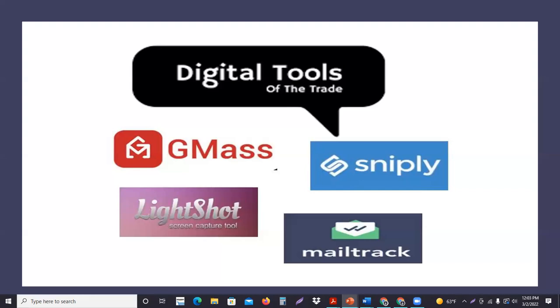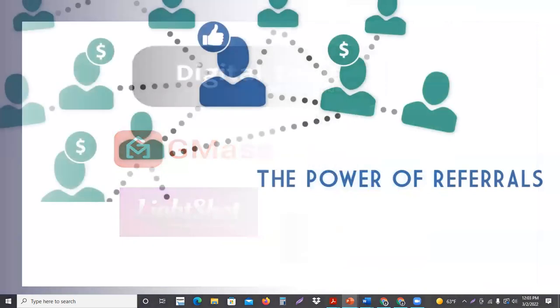And then finally, Mailtrack. If I'm sending out an email, I want to know that it was received. I want to know that it was opened. And if it's an older email and it was reopened, well, guess what? It's reopened for a reason. And I can all of a sudden maybe add that person to my to-do list to contact directly. So once again, Mailtrack, Sniply, Lightshot, GMass, these are all going to make your life a lot easier as a producer as well as an agency builder.